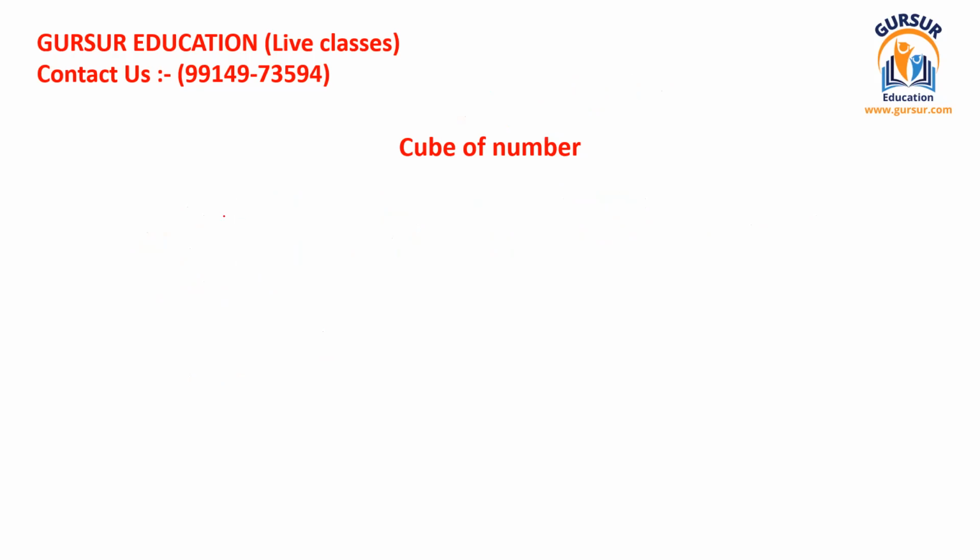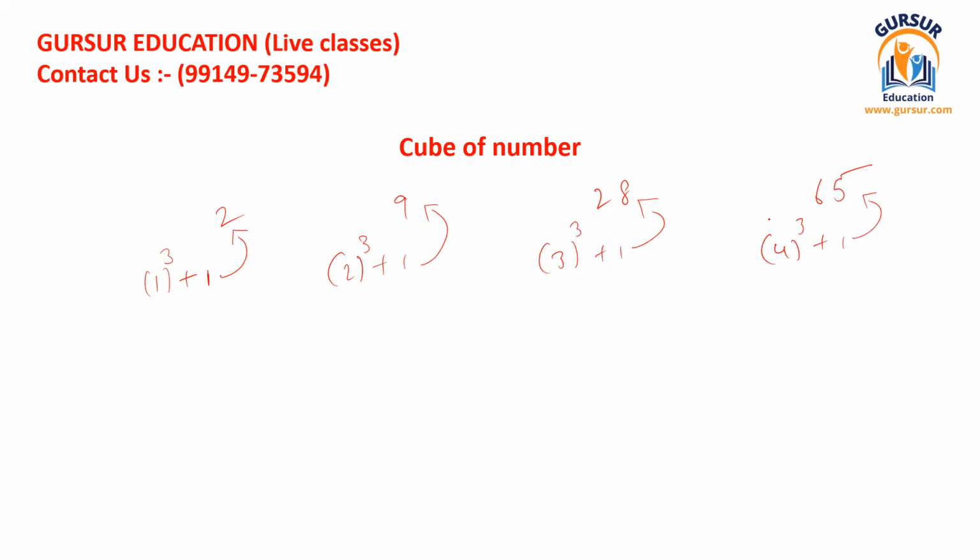Again, I am giving you a very simple example. Suppose here is 2, then here is 9, then here is 28, then there is 65. Now here a cube has been applied along with sum. So when we make a cube of 1 plus 1 in that, we get 2. When we make cube of 2 and plus 1 in that, we get 9. When we make cube of 3 and plus 1 in that, we get 28. When we make cube of 4 and plus 1 in that, we get 65. In this way, these kinds of methods are known as mixed methods.